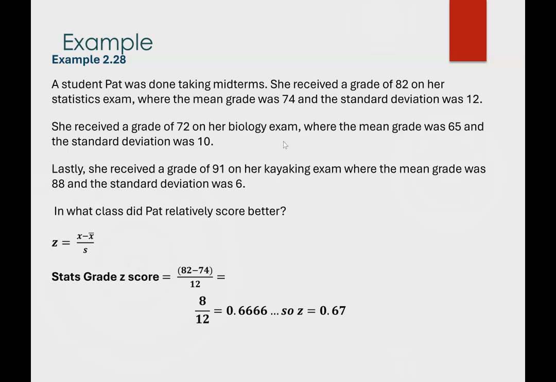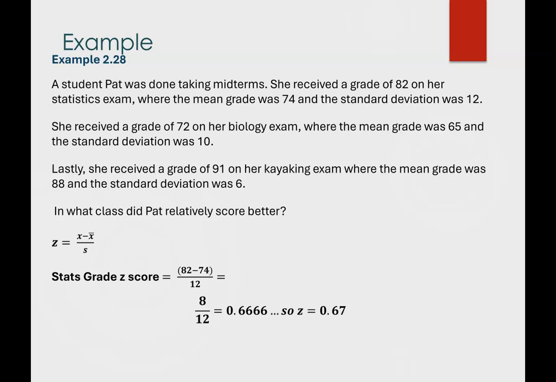So to figure out and compare, we want to find the z-scores for the biology exam. So go back up here to this part, the second sentence here. She received a grade of 72 on her biology exam. The mean was 65, standard deviation 10. So plug that into this z-score formula and find z. Go ahead and do that now, as well as for the kayaking exam. And then we'll look at how they relate to one another and compare. So pause the video and write that out now.